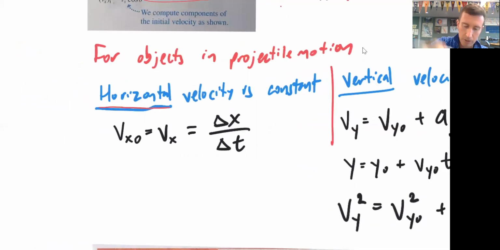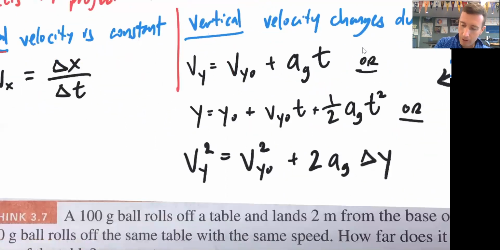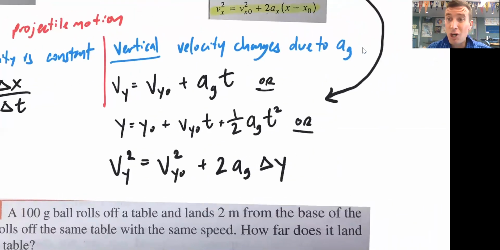And we are focused on horizontal velocity. For vertical motion, vertical velocity changes due to acceleration due to gravity. So acceleration due to gravity is in the y direction, the up and down direction. And so now we include all of our equations that have acceleration due to gravity. There are 3 equations given on your AP Physics equation sheet, all of which have acceleration in them. Listed in order: v sub y equals v sub y0 plus a sub g t, et cetera. I'm not going to read them out.